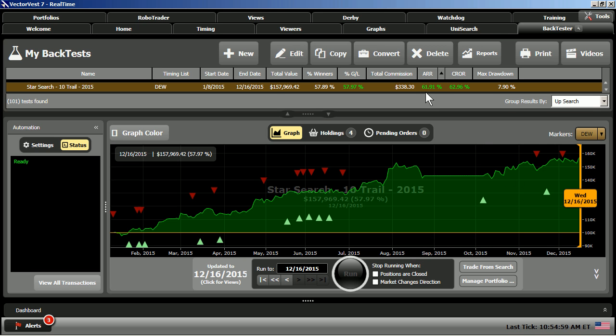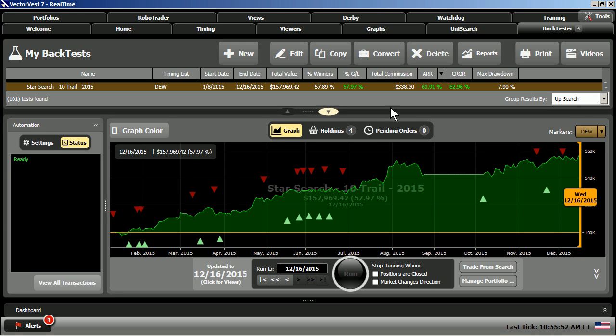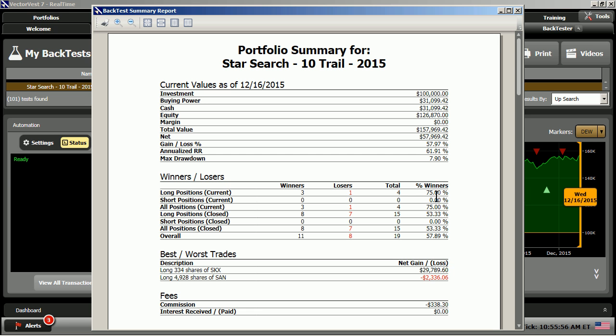So an 8% drawdown, 62% annualized rate of return, 58% winning trades in a year where the market, the S&P, is actually down 2% year to date. And if I come up to reports, go to the summary report, this year we only made 19 trades total, 11 winners and 8 losers.